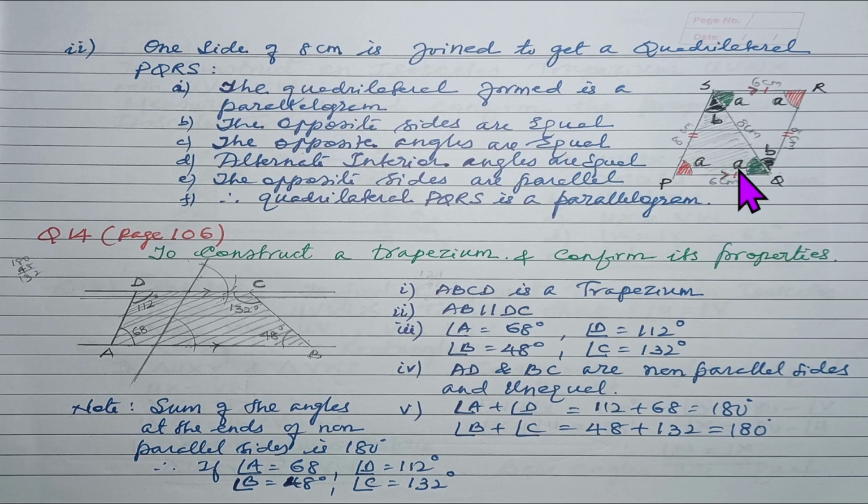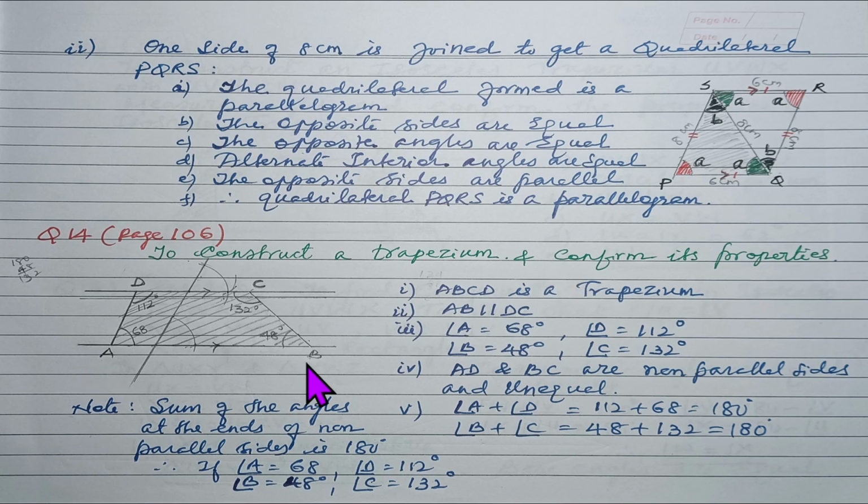Okay, the opposite sides are parallel because A and A are there, therefore opposite angles are equal. Please understand, the interior alternate angles are equal, which means definitely PQ is parallel to SR, and for the same reason PS is parallel to QR. Therefore opposite sides are parallel, opposite sides are equal, and opposite angles are equal, and therefore it is 100% a parallelogram.